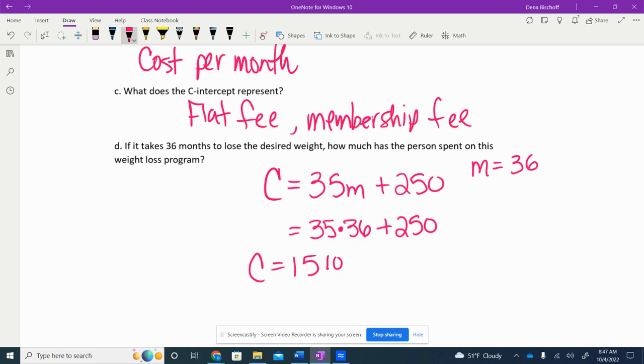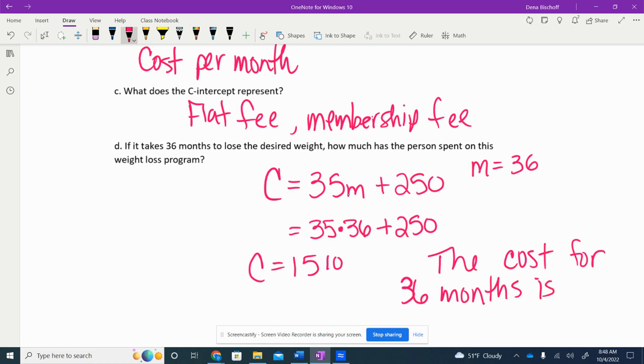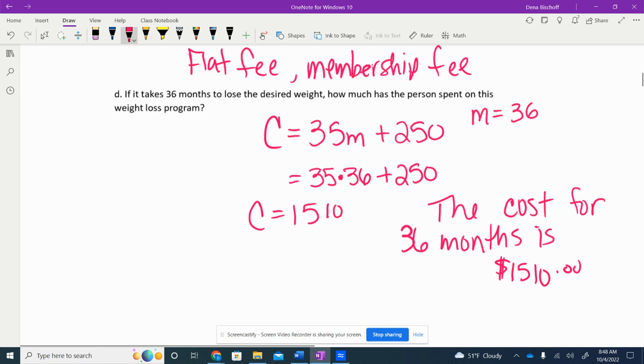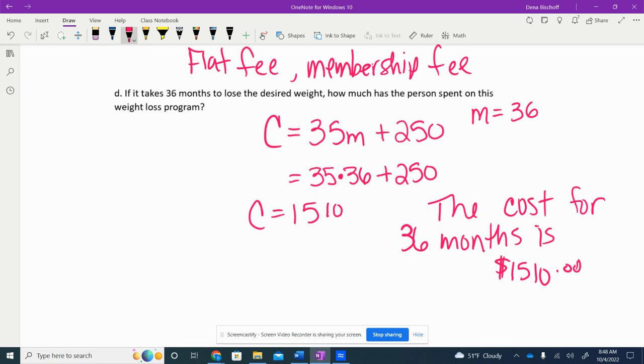Yes? Okay. So I'm going to finish it up with a sentence. The cost for 36 months is, there's where I throw my dollar sign in, $1,510. And that's it.